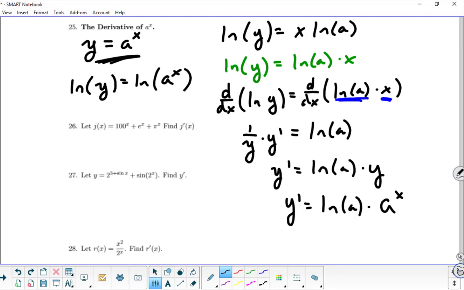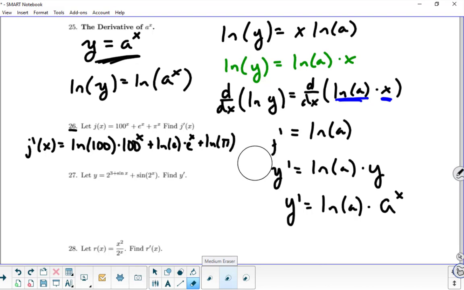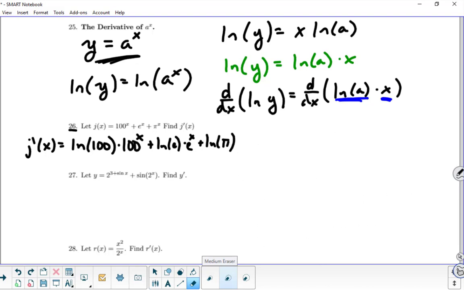Okay, well, let's quickly work a couple of problems with that. Here I'm asking you in number 26 to find the derivative of 100 to the x plus e to the x plus pi to the x, and we're going to find the derivative of that expression. So we get that j prime of x is equal to the natural log of 100 times 100 to the x plus the natural log of e times e to the x plus the natural log of pi times pi to the x.